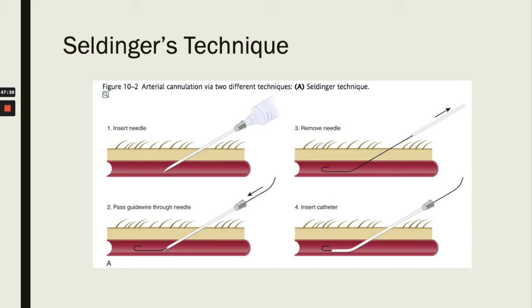So you would remove the syringe, and then pass the guide wire through the needle, holding the guide wire in place and making sure it's staying stable. You remove the needle, leaving the guide wire in place, and then you use the guide wire to thread the catheter and insert it. After the catheter is in place, you remove the guide wire and connect it to your arterial line transducer, and then you zero and set up your arterial line, level it, and make sure everything is okay.